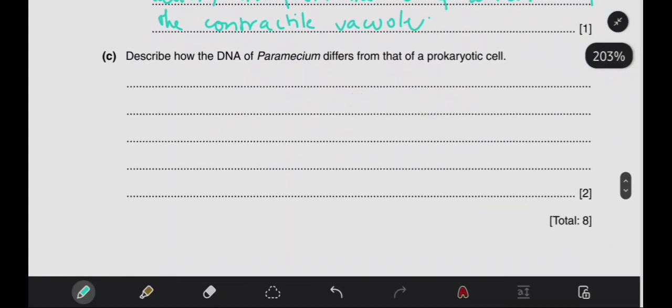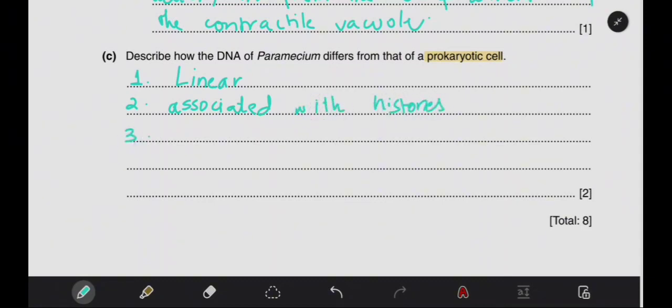Okay. Describe how the DNA of paramecium differs from that of a prokaryotic cell. This is actually quite an easy question. You just have to memorize that the DNA of paramecium is first of all linear. And remember, they are asking you to compare with the prokaryotic cell's DNA. It is associated with histones, or you can even say with protein, and prokaryotic cells' DNA is not associated with histones. And also the biggest difference, it is contained in a nucleus, or you can say it is surrounded by a nuclear envelope, while that is not the case in a prokaryotic cell. They have naked circular DNA in prokaryotic cells.